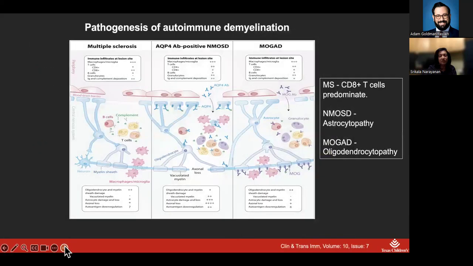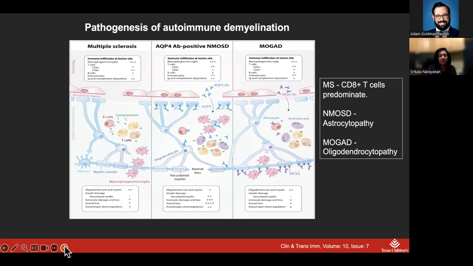And now that we've looked at all these, just to do a little bit of a compare and contrast: when you look at all the acquired demyelinating syndromes, autoimmunity plays an important role in the pathogenesis, but they have very different underlying mechanisms, which is why they're all considered distinct entities. Like if you see multiple sclerosis, your CD8 T cells are going to be more predominant.